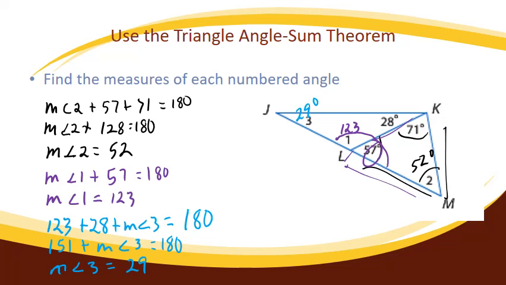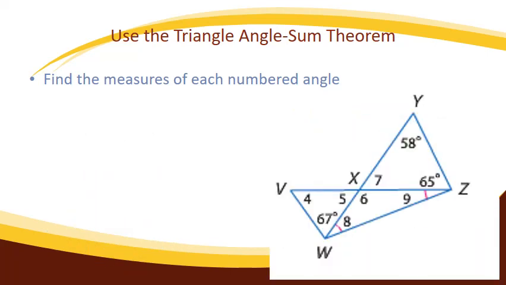Let's look at one more. Whoa, Nelly. This one gets a little bit more complicated. Find the measures of each numbered angle. All right, I've got some angle measures identified. I see that the measure of angle 8 right here and the measure of angle 9 are congruent, but I don't know the measure of angle 6 right yet, so that doesn't help me. Well, I'm going to start here with the measure of angle 7.